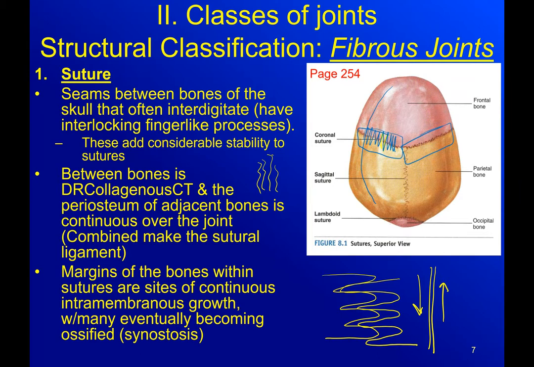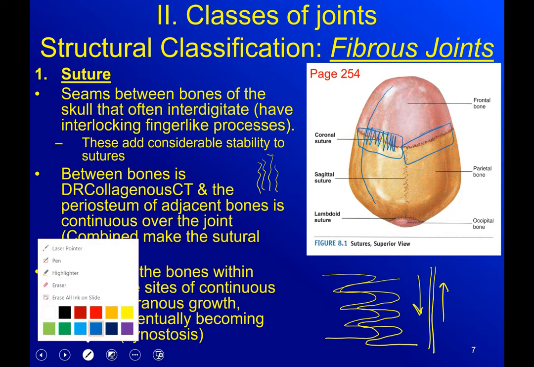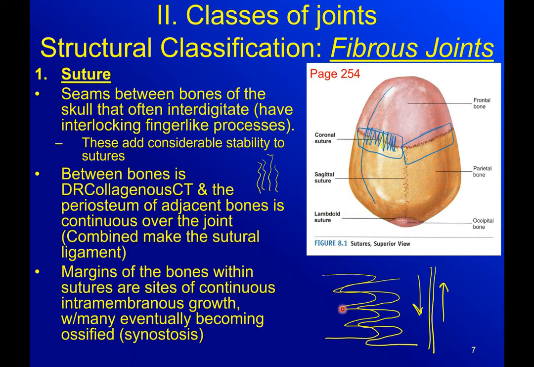The margins of the bones within the sutures are sites of continuous intramembranous growth, with many eventually becoming ossified. So as these bones grow, I continue to add bone in these little spaces here so that they start separating from each other, basically splitting, so that you are putting bone down and allowing the skull to get bigger.